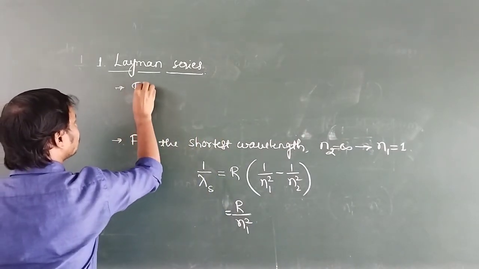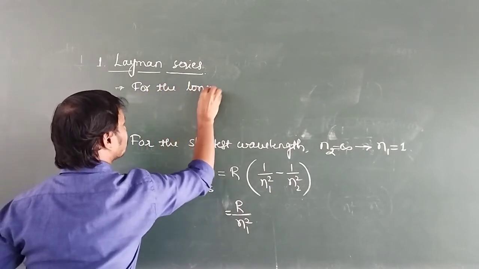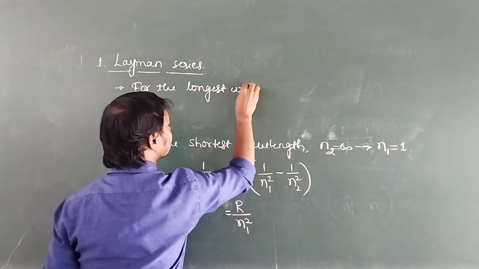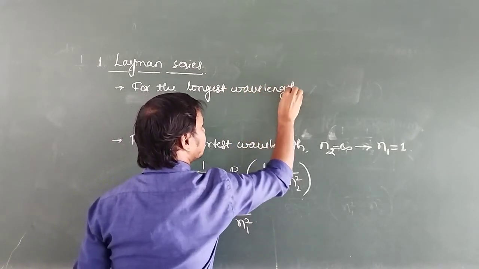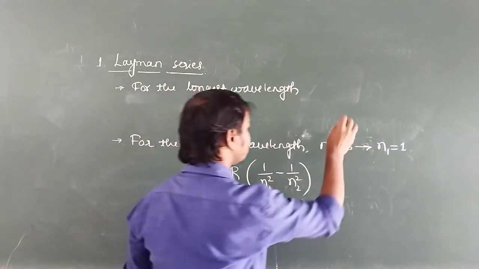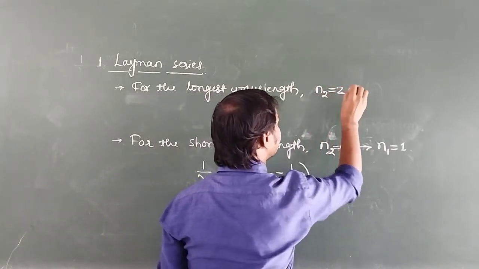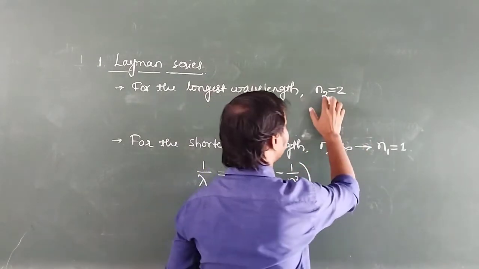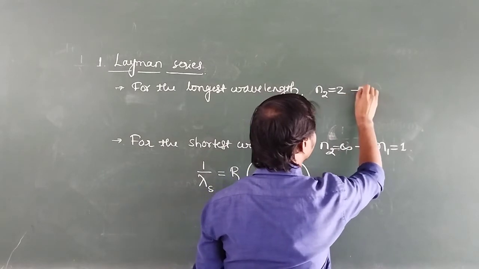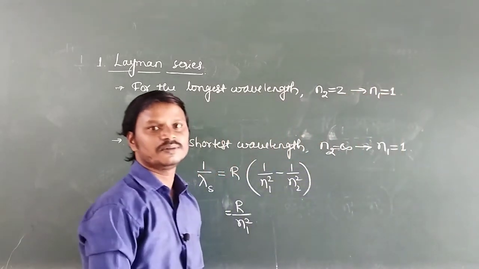For the longest wavelength, the transition must be from the nearest orbit to the ground orbit. That means n2 is 2. Which is the nearest orbit for 1? That is 2. Then n2 is equal to 2 and n1 is equal to 1. This is for the longest wavelength.